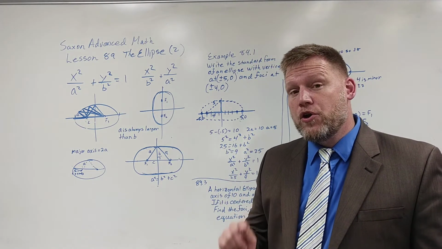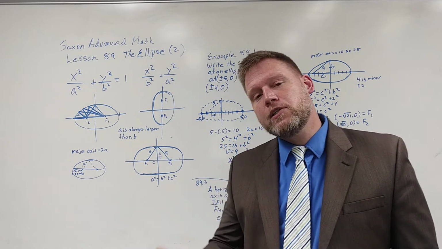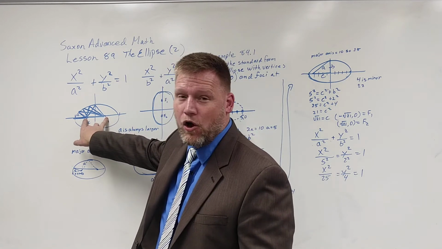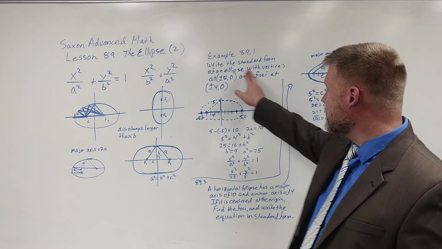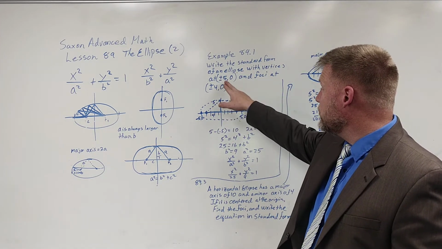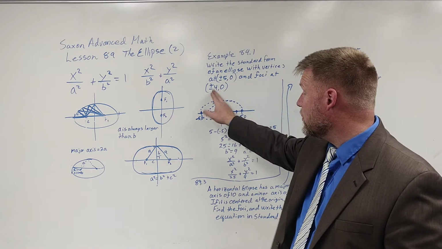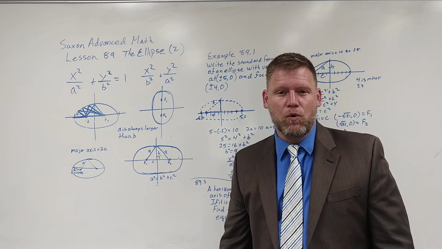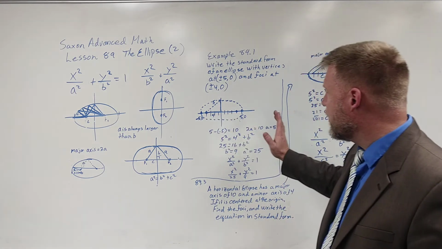Now, I already know which way this ellipse is going to lie, vertical or horizontal. The reason why I know that is because on a horizontal, the foci lie on the x-axis. On the vertical, the foci lie on the y-axis. I've got vertices at plus or minus 5, and the foci are lying on plus or minus 4, that's on the x-axis. I know it's a horizontal ellipse. Now, once I get this graph, I can start labeling a couple things.